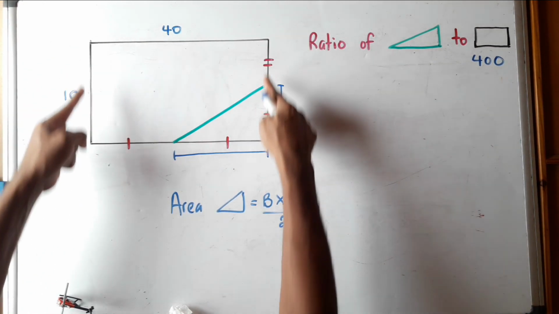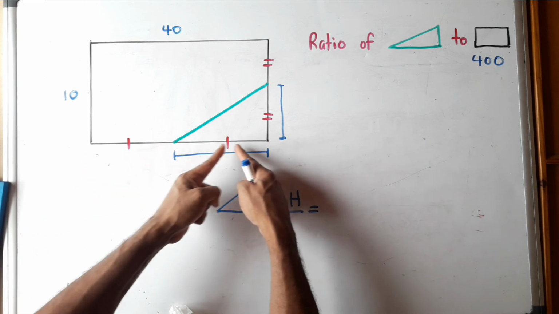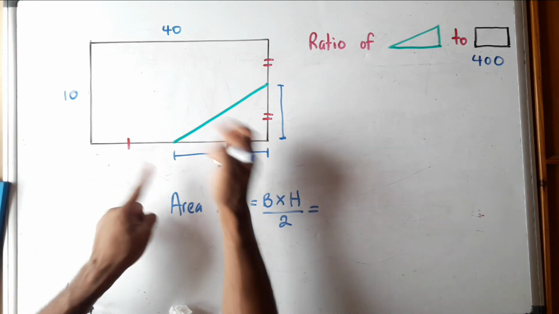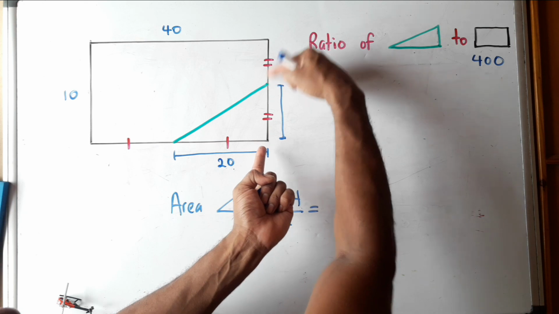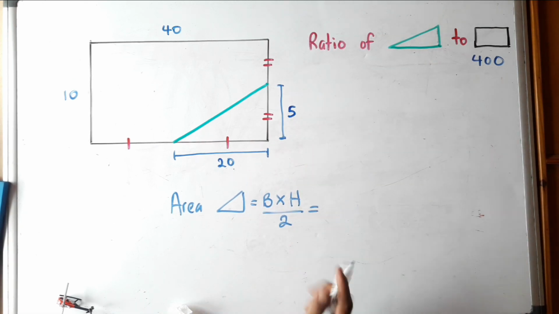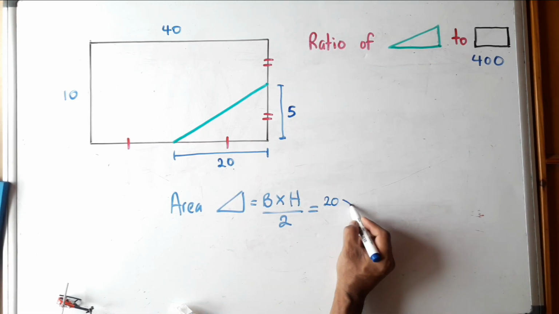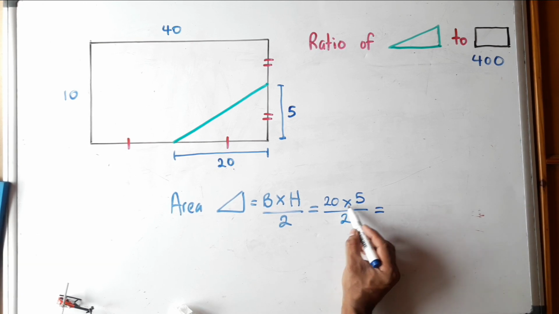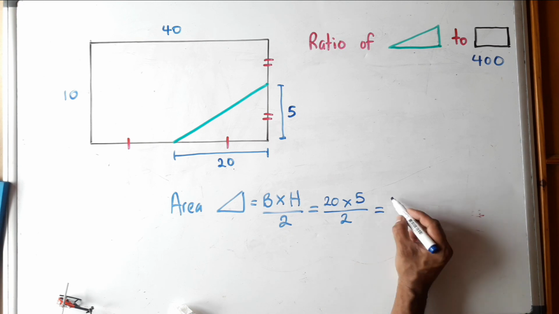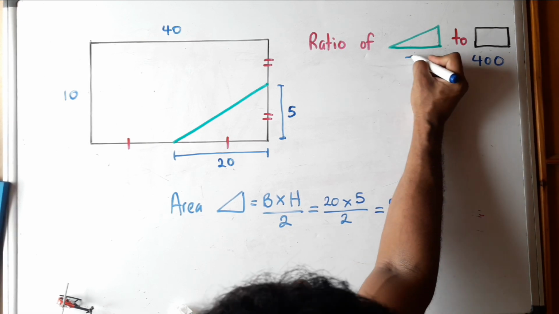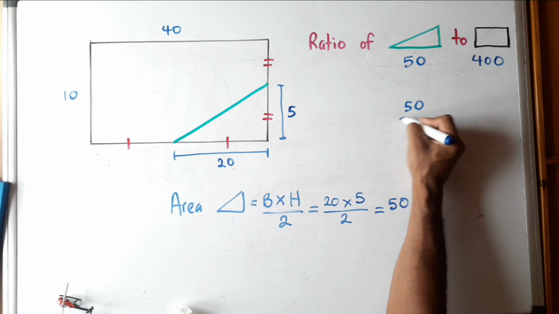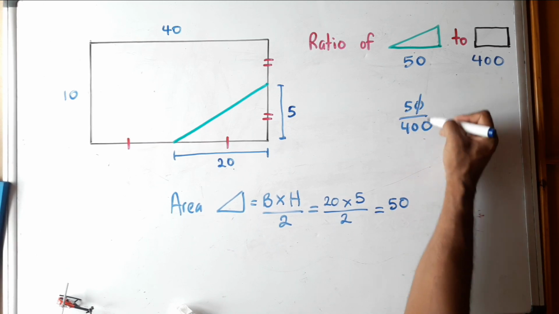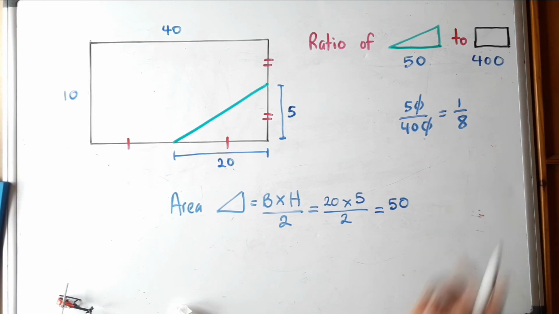If here's 40, then below here is 40, which means from here to here is half. So here's 20. If here's 10, since this is the midpoint, this is 5. So the base is 20. The height is 5 for the triangle, divided by 2. 20 by 5 is 100. 100 divided by 2 is 50. So 50 divided by 400 is 1/8. Same answer, guys. Okay, so I hope that cleared up that question.